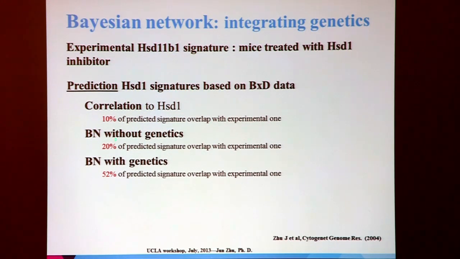Using a Bayesian network without genetics, you spend hours a day to get a Bayesian network. The good thing is it's improved over simple correlation. But when genetics comes in, and you compare the structure and the predicted response, the overlap is much higher. So at least in this form, the more complex structure and more complicated model is definitely a little bit better than the simple correlation, and the genetics also improves the structure.